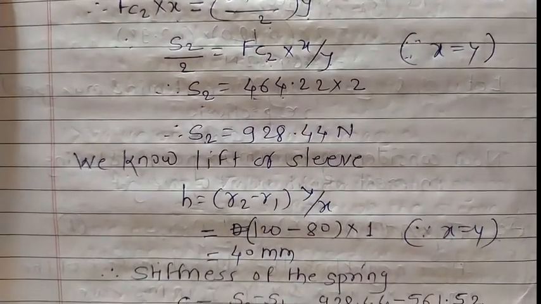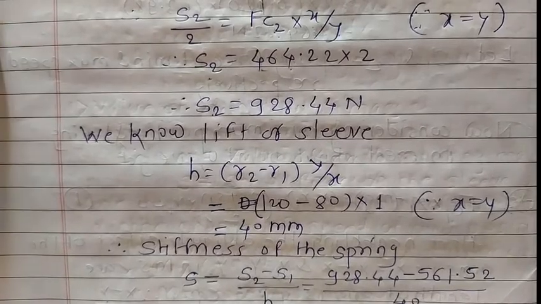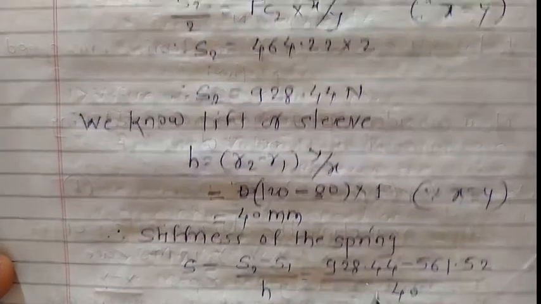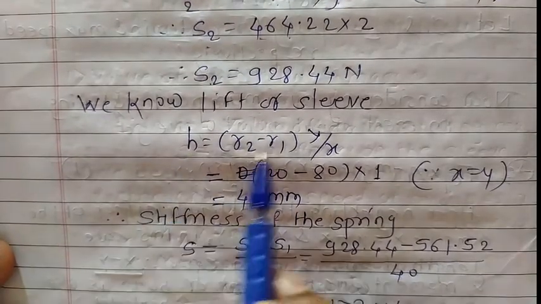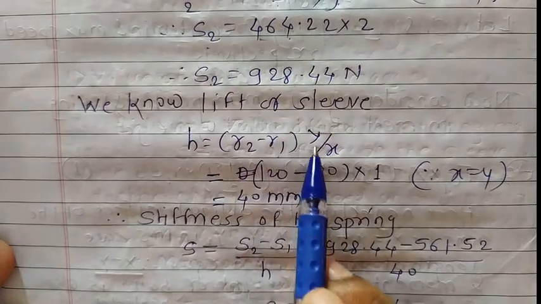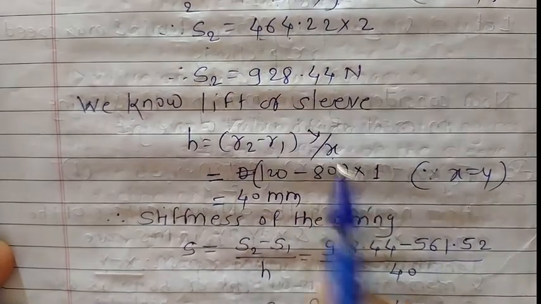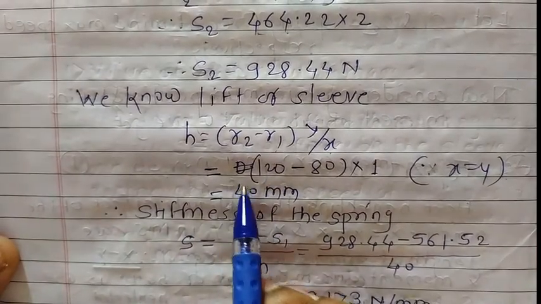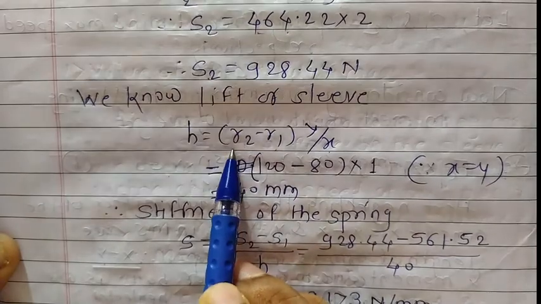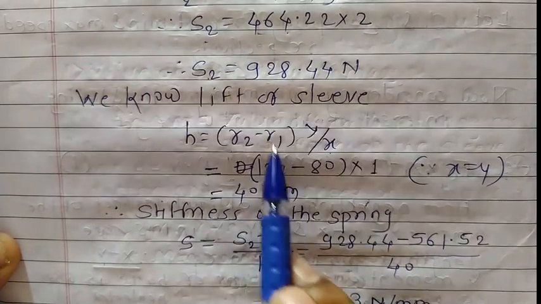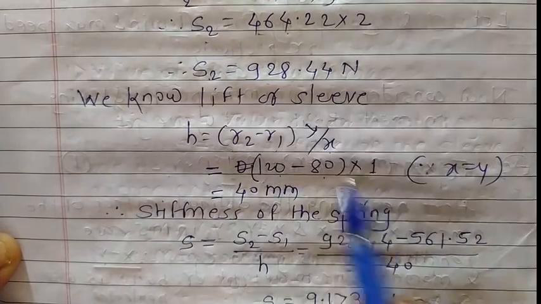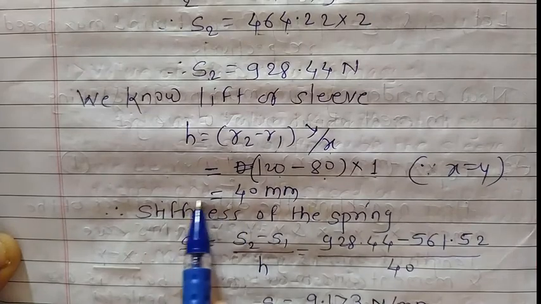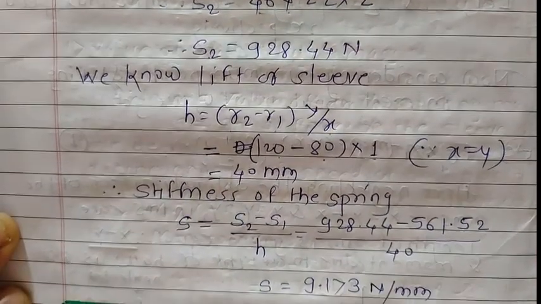Now the lift of the sleeve. During the discussion of Hartnell governor analysis, we have seen the height of the governor is nothing but (r2 minus r1) into y divided by x. This relation I have already shown. From this relation you can get the lift of the sleeve. The maximum radius of rotation is 120 mm, the minimum radius of rotation is 80 mm, and y divided by x is 1. After simplification we get the lift of the sleeve equals 40 mm.